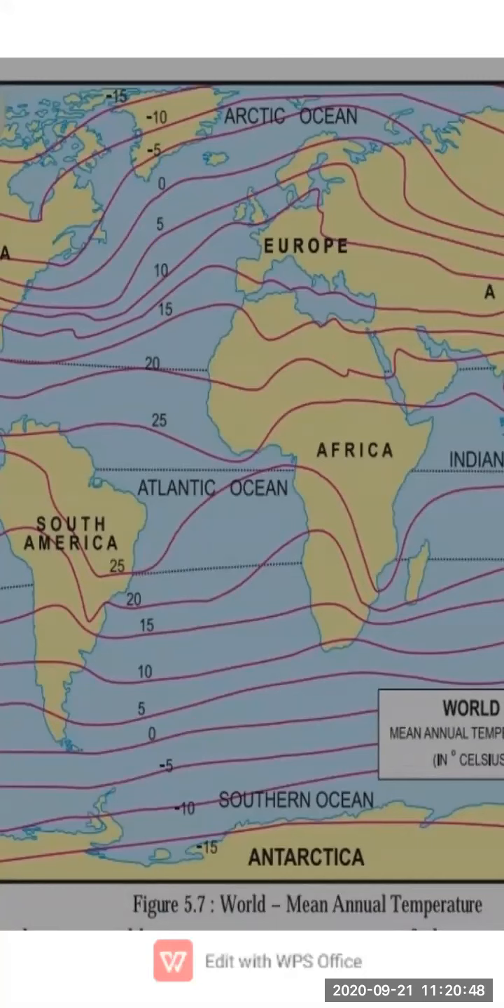Now see children, the 0 degree isotherm from the southern hemisphere is largely straight and is parallel to the line of latitude. Can you observe this? This is our 0 degree isotherm, right? And it is largely straight and is parallel to the line of latitude. Yes or no? And if we compare the same value in the northern hemisphere, is it straight children? No, it is not straight.